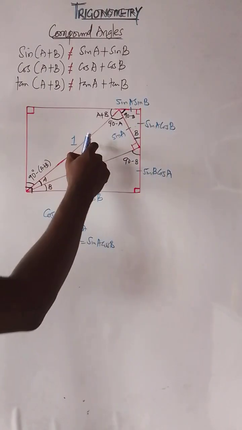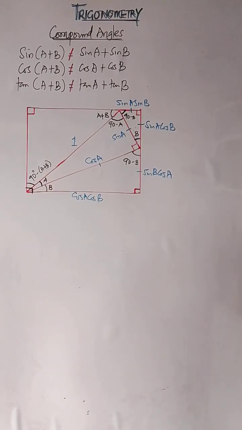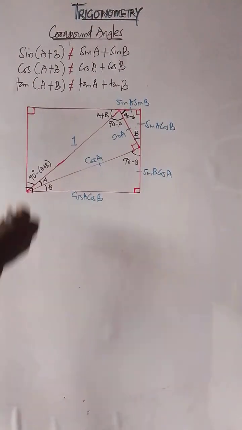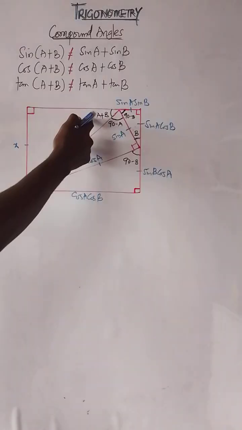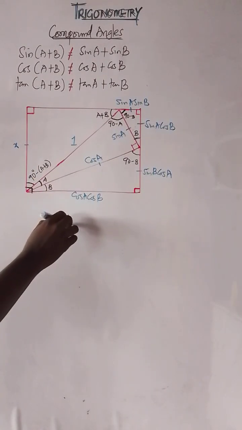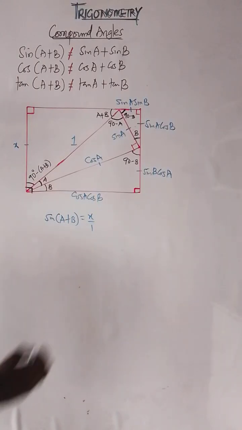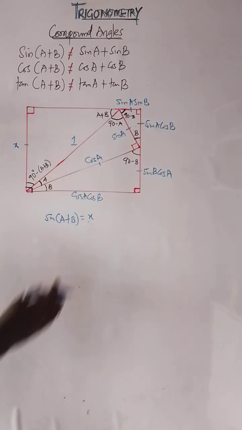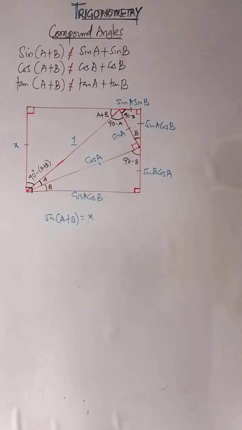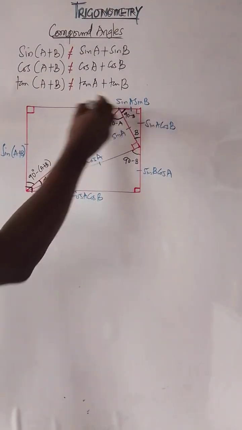So we are done with this triangle, this triangle, this triangle. We are left with the last one. Now for this last one, let's call this side x. With this angle, opposite over hypotenuse, that's sine. So it means sin(A plus B) is the opposite x over hypotenuse, which is 1. From here, what is x? x is sin(A plus B). So this side actually represents sin(A plus B).